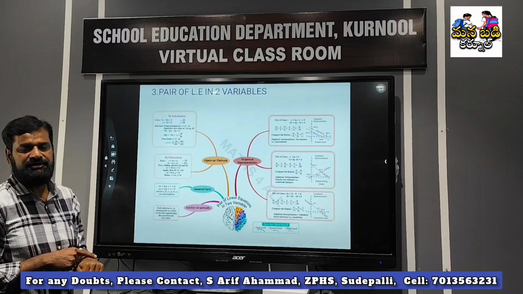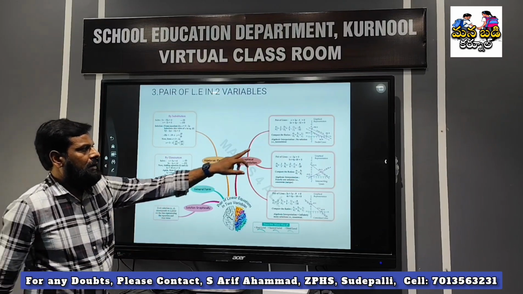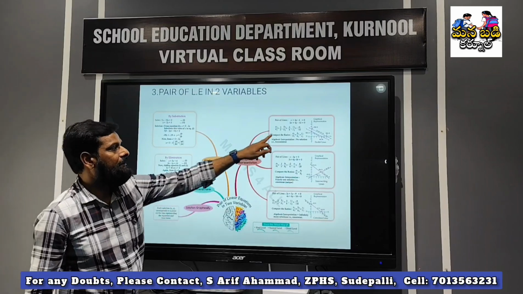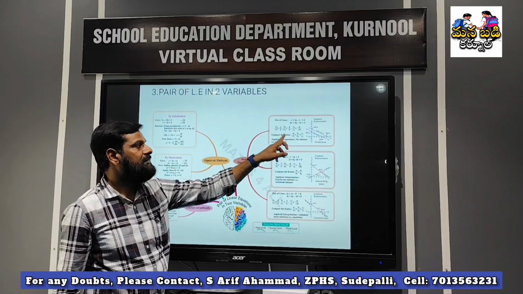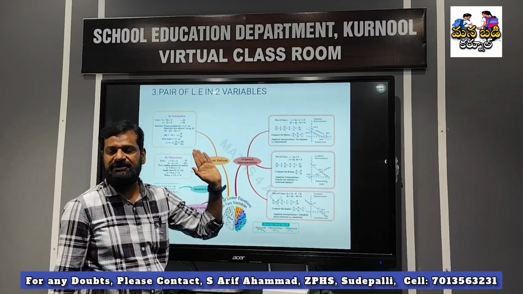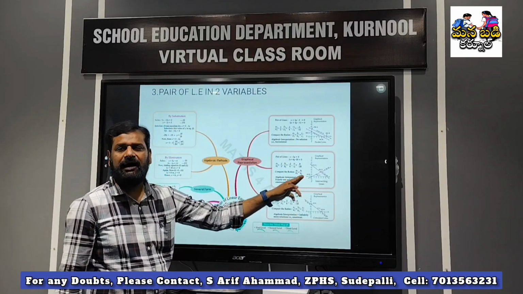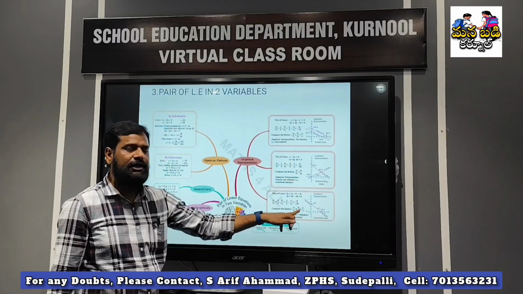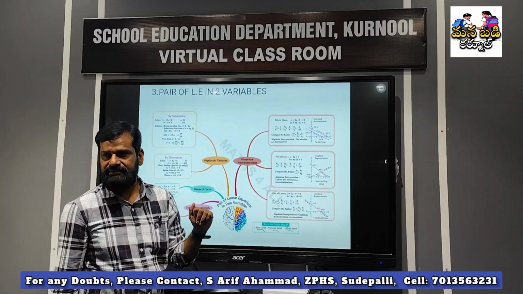Pair of linear equations. These three models we have in our textbook. Parallel lines, condition: A1 by A2 is equal to B1 by B2 not equal to C1 by C2. If all three are different, intersecting lines. If all three ratios are equal, coincident lines.